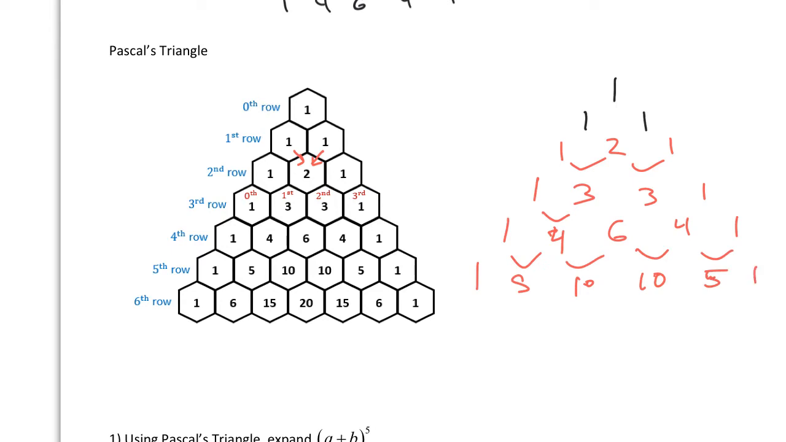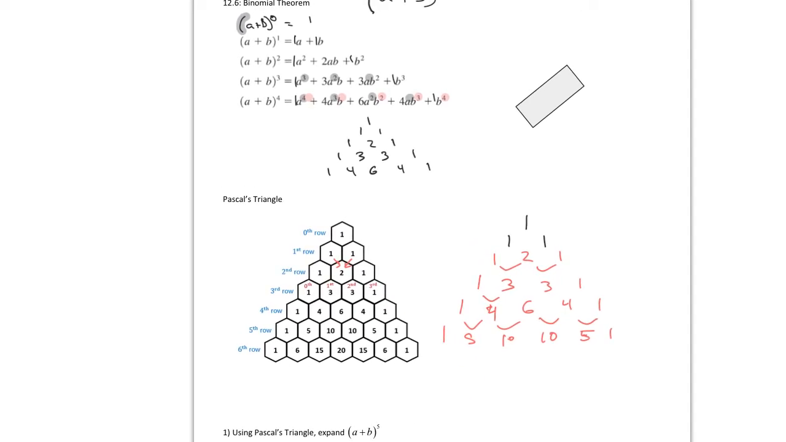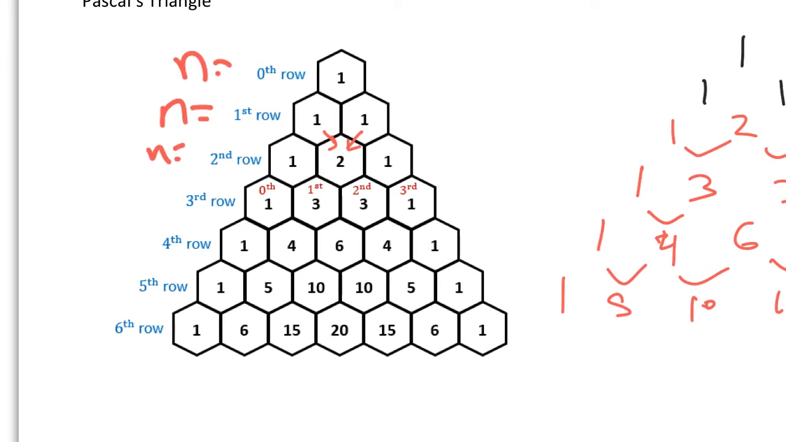In this diagram, it labels the rows: 0th row, 1st row, 2nd row, 3rd row, 4th row, 5th row, 6th row. Why do we call that the 0th row? Because if you connect it to the powers of the binomial theorem, it relates to the power n. So this is n equals 0, n equals 1, n equals 2. We also think of the elements of the rows as counting up from 0. So the farthest left 1 is the 0th element, and then first, second, third.